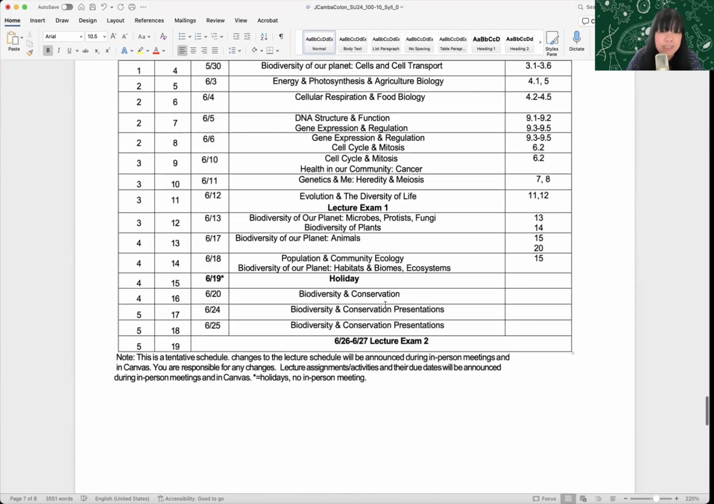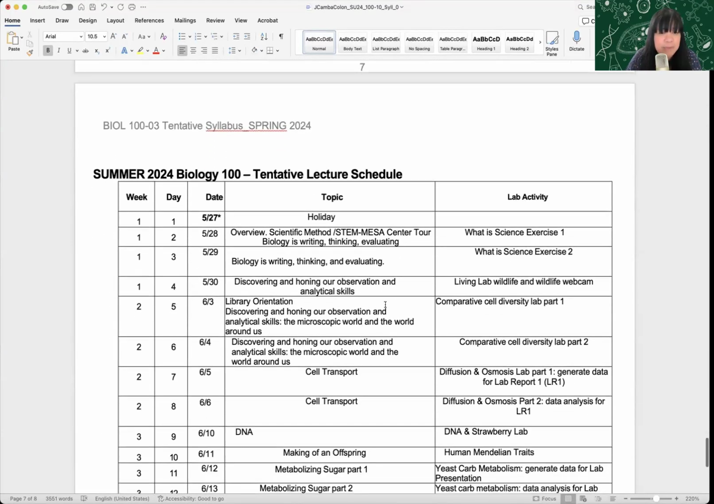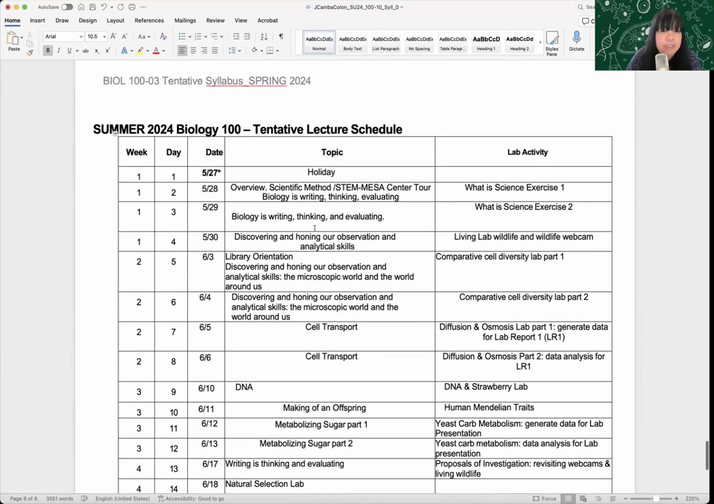All right, so that's the lecture schedule, and this is our lab schedule, and it tells you what lab activities, what experiments, what lab manual you need every day, because we're going to be meeting Monday through Thursday. Okay, so these are the days. So this is the week, this column, this is the day, and this will be the date, and this tells you the topic and the lab activity.